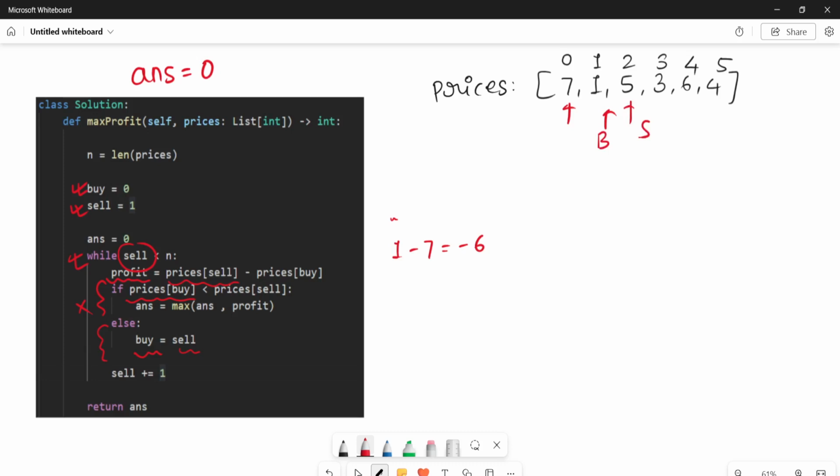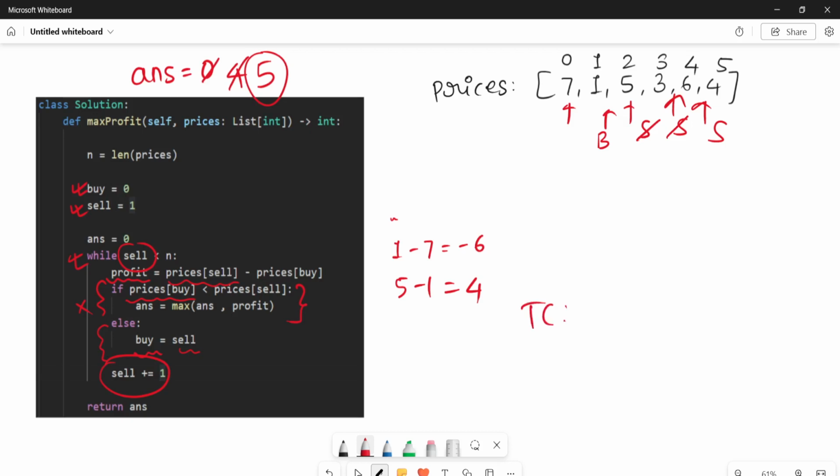Again the difference will be 5 minus 1, which is 4. Then this piece of code will be executed because buy is less than sell. Buy is 1 and sell is 5, so the profit is 4. And then sell will increase again, and the difference is 2. And when sell comes over here, the difference is 6 minus 1, which is 5. So this will be updated with 5, and this is our final answer. So this is how we solve this using two pointers.